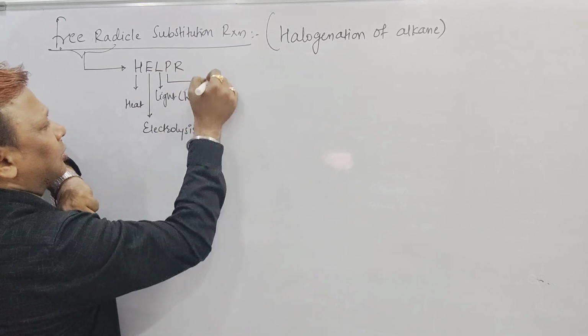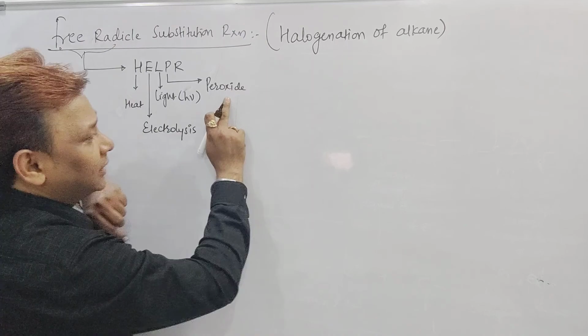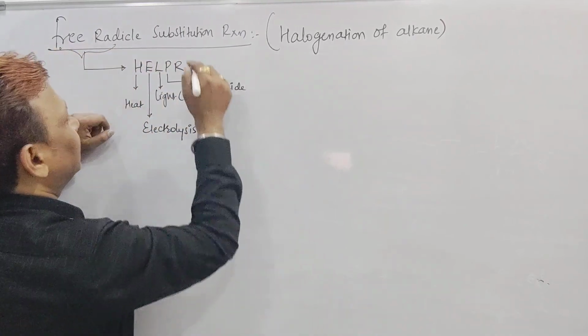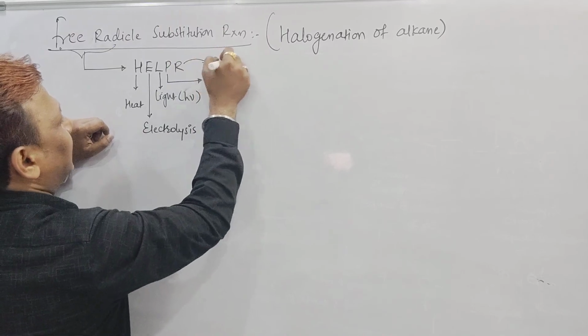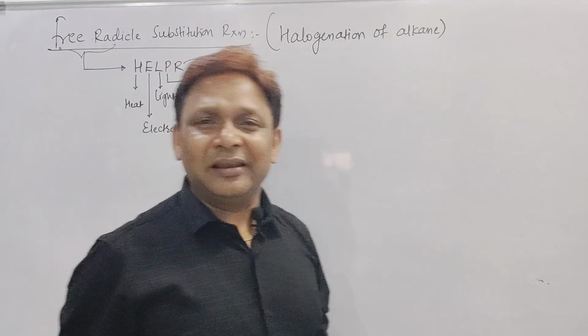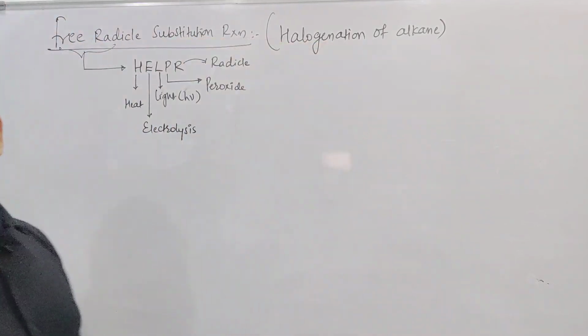P stands for peroxide. Sir, in any reaction if they write peroxide, it indicates that you are going to perform the reaction only with the FR mechanism. Sir, R stands for radical. The reaction which takes place in the presence of a radical, that reaction is also performed through the FR mechanism. Right, sir? Chalo.